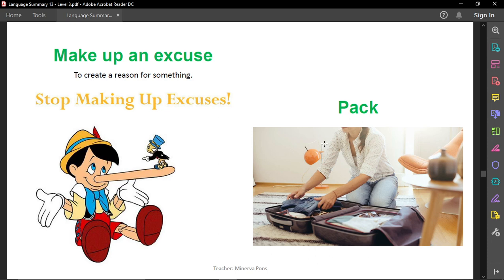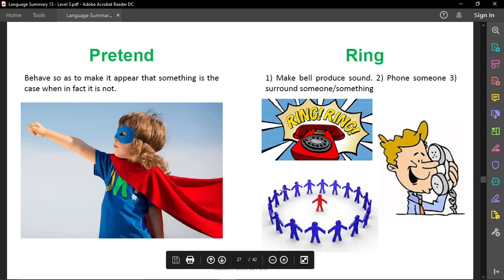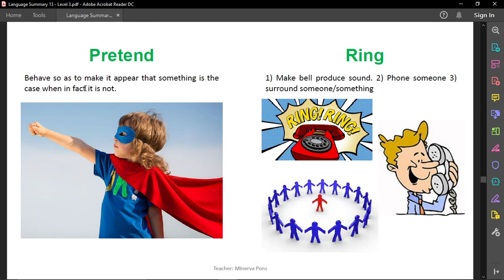To pack. When you pack, it's when you put things in small boxes or different places, like a carry-on bag, to get it to other places, basically. Pretend. Behave so as to make it appear that something is the case when in fact it is not. When you pretend, it's when you're being like another thing, but it's not really that. For example, she is pretending to be, or he is pretending to be a superhero, but he or she is not really a superhero.